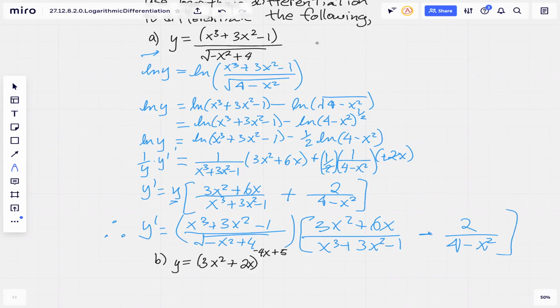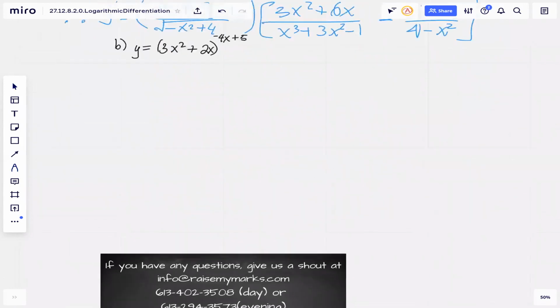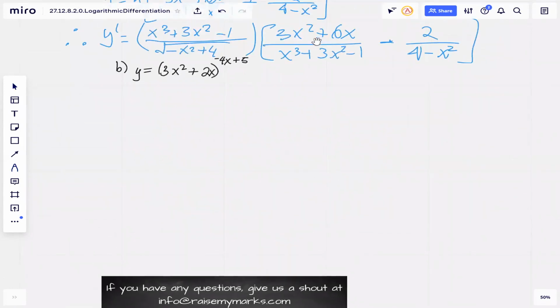All right, so let's look at the next exercise. Our function is y equals 3x squared plus 2x, all raised to the power negative 4x plus 5. We need to use logarithmic differentiation to find the derivative y prime. So let's take the ln of both sides. The same process.